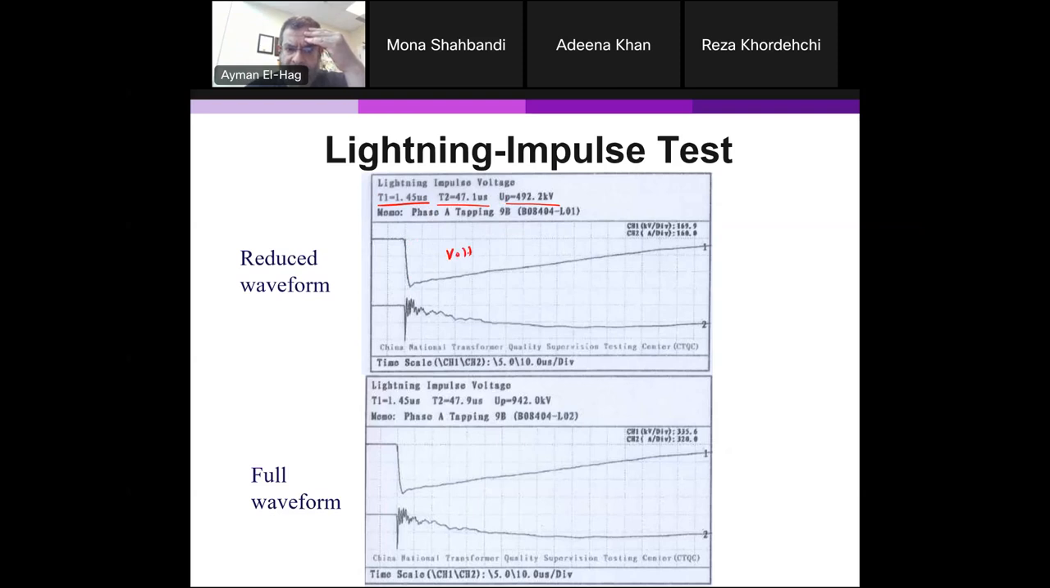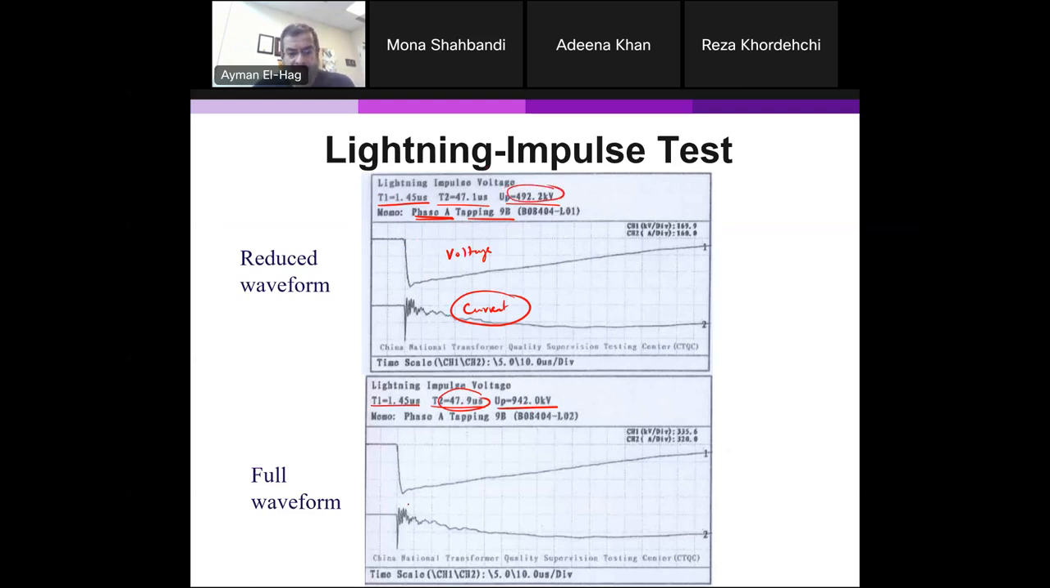That is the voltage. This is the voltage that you measure, and this is the current. This is the response, the output coming from the secondary side of your transformer. This is phase A. You are testing phase A at tap position 9B, so you are changing the tap changer position and recording that. Now this is the full waveform. Here is the rise time, this is the fall time, 47.9, again with some tolerance, and the voltage is 904.2. This is the full voltage, around 950 kilovolts, so the reduced is almost half of that, 50%.